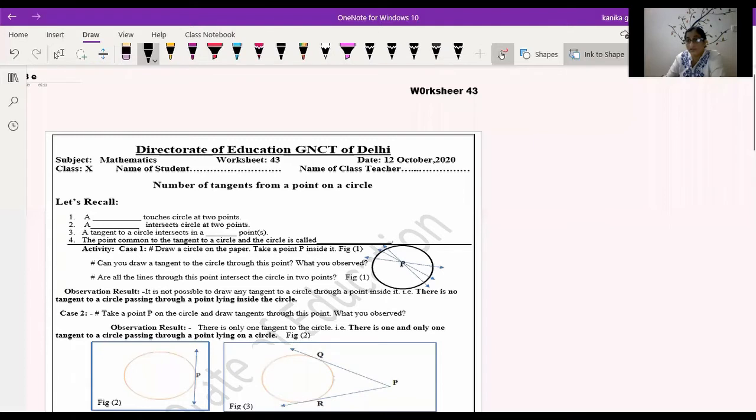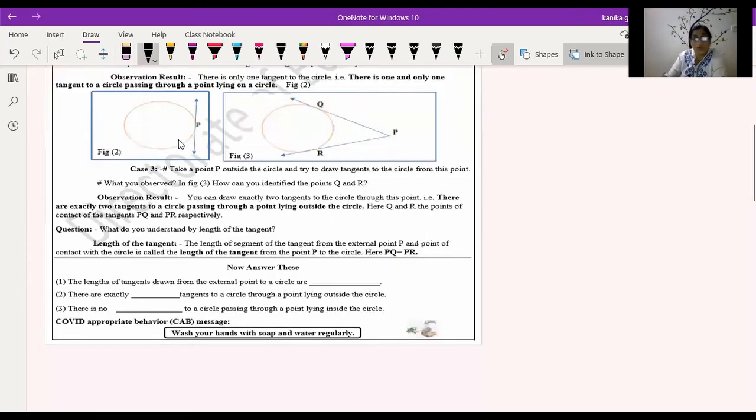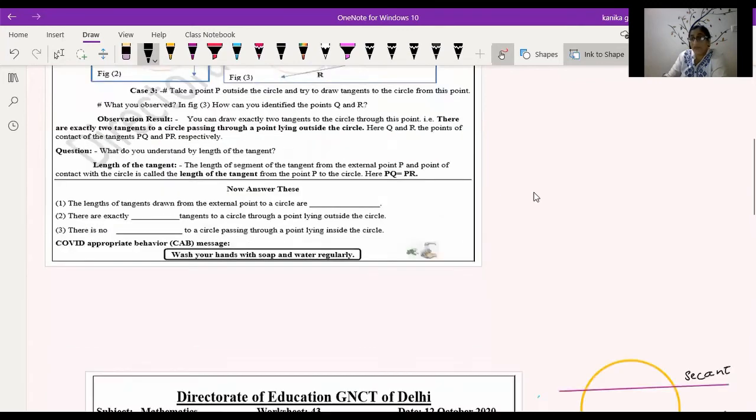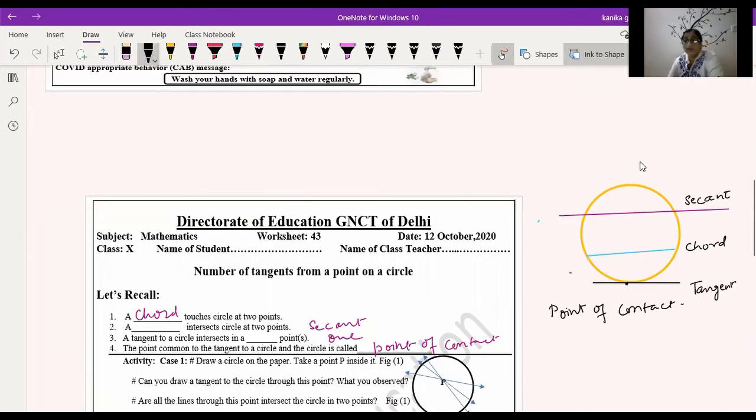Hello students. Today our topic is related to worksheet number 43, and the topic is number of tangents from a point to a circle. First of all, students, write your name and class teacher's name. Now this is worksheet 43. Now we solve it. We have already learned about the circle and its tangent, secant and chord.